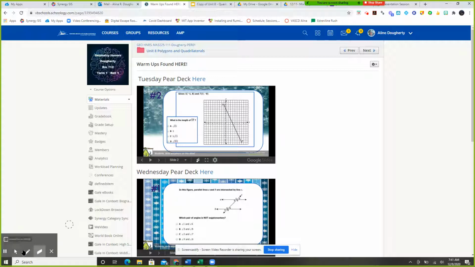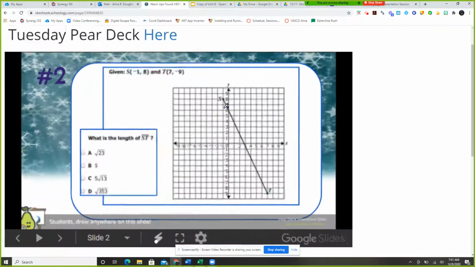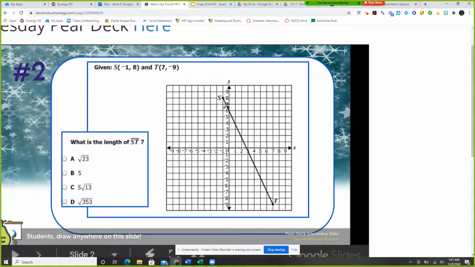On the next one, if we draw in our lines, we can go straight up from the T and then straight over from the S. And then we want to count how far that is. 1, 2, 3, 4, 5, 6, 7, 8. So A in Pythagorean theorem will be 8.